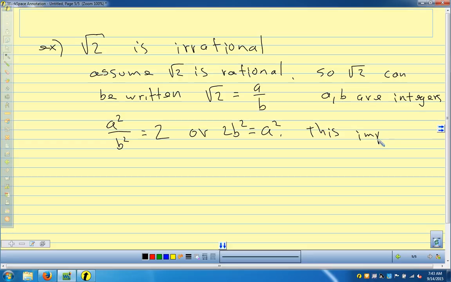So this implies a squared is even. And if a squared is even, what does that mean about a? a has to be even. We just showed that that's the case. So let's let a equal 2k for some integer k.